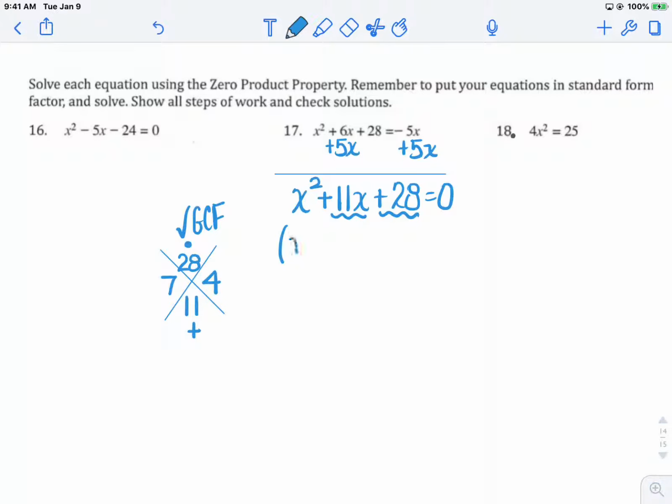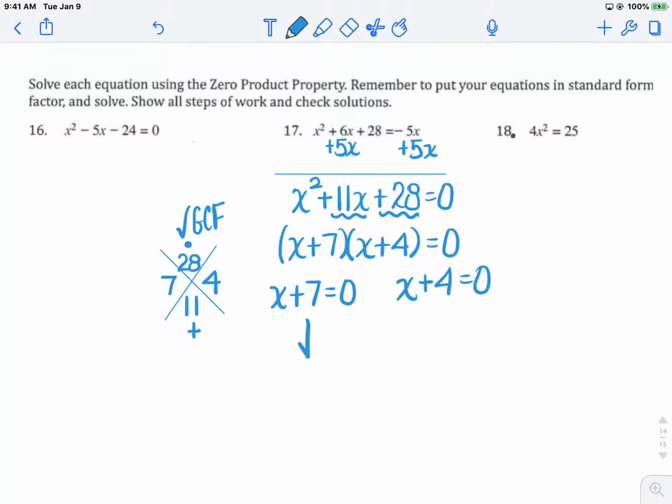So I'm going to check if my factors could be x plus 7 and x plus 4 equal to 0. And if I did a quick FOIL, that actually works. That is the correct factoring, and you may need to convince yourself of that. And then go ahead and solve. Each factor equal to 0, and get your 2 solutions. And I'm not finishing this one up. That's for you.